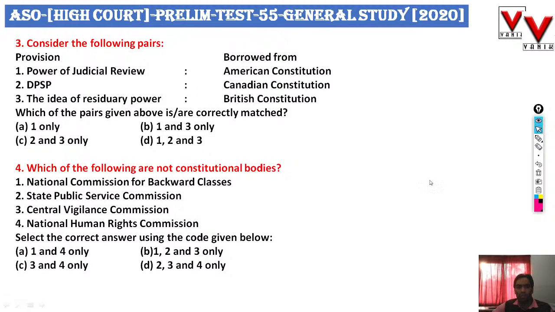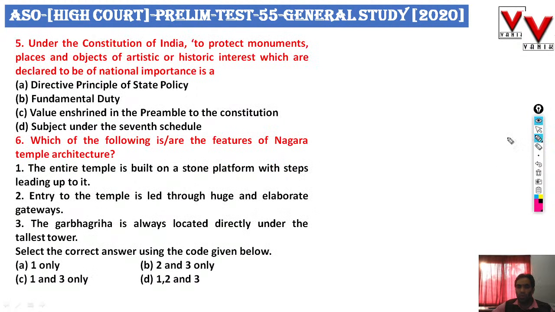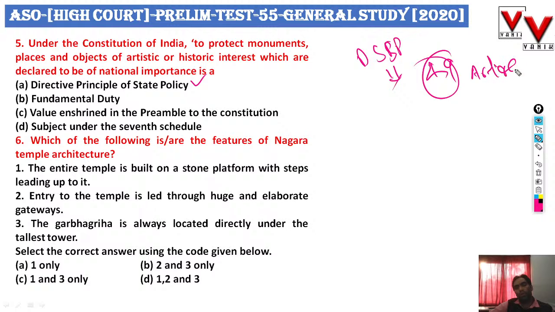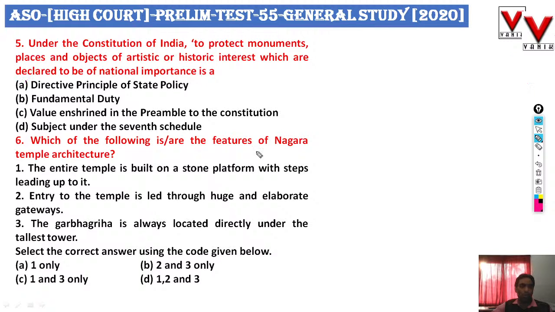Now we are going to proceed further and discuss the next question. That next question is talking about, under the Constitution of India, to protect monuments, places, objects and artistic or historic interest, which are declared to be of national importance, which is the directive principle of state policy, that is DPSP, mentioned under Article 49. So the right answer is going to be DPSP, mentioned in the directive principle of state policy.